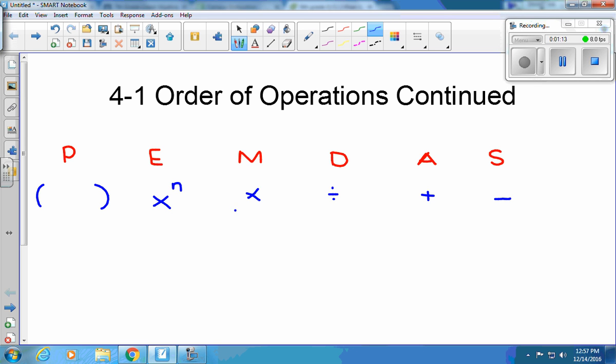Perfect. Now, when we do multiplying and dividing, which way do we work? Left to right. When we do adding and subtracting, what do we do? Left to right. So if adding comes first, we add. If subtracting comes first, we do that first. It just depends. Everyone is first, left to right.